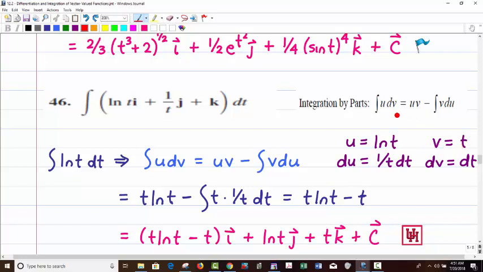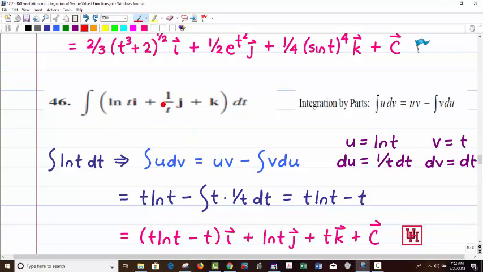So your result here will be uv, which will be these two multiplied together, t ln of t, minus the integral of t times 1 over t dt. And so that just cancels to 1. So it means that now you have the antiderivative of dt again, which is t. So you have t ln of t minus t is your antiderivative. And so that means the first component will be t ln of t minus t.